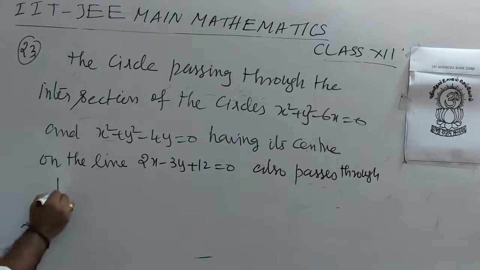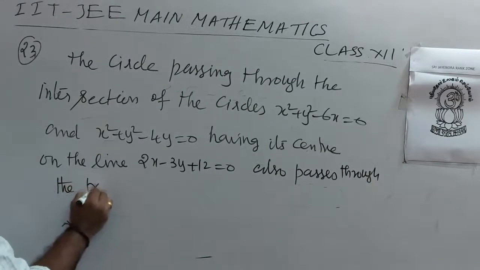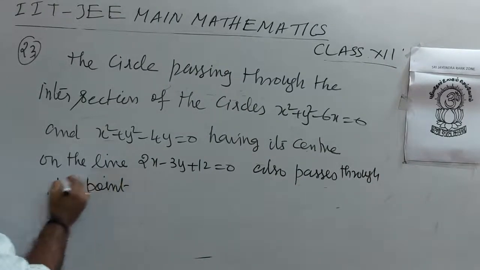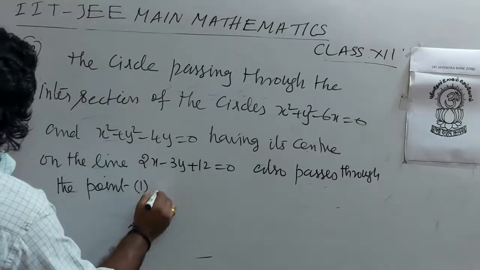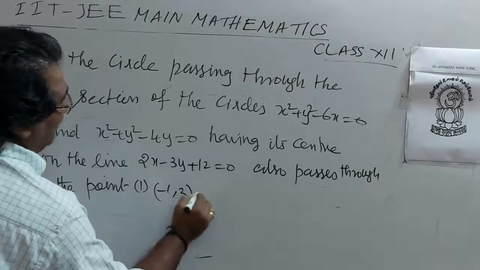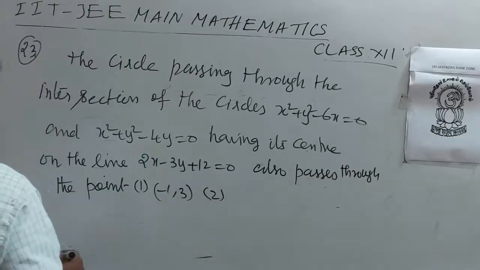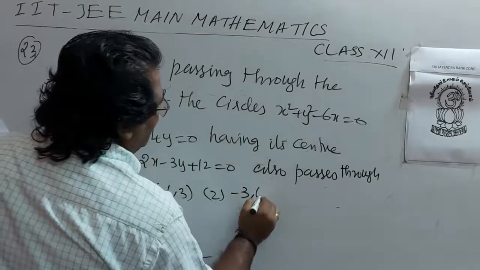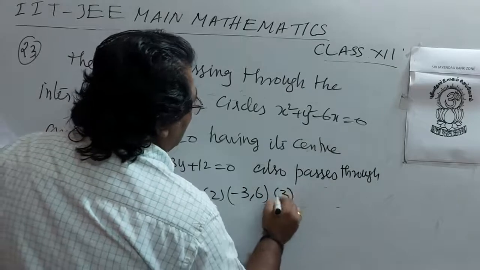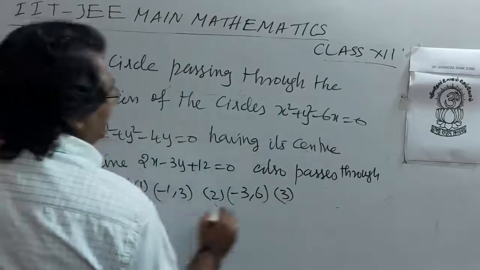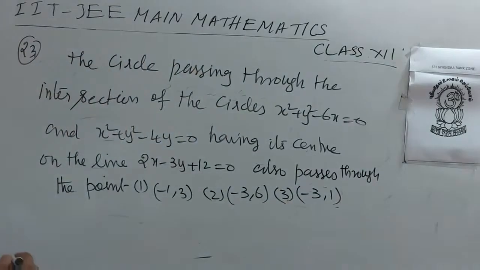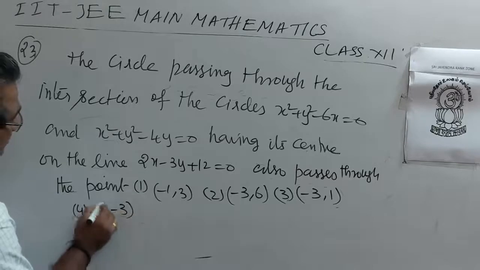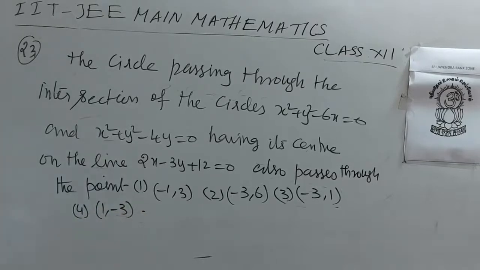Also passes through the point: first option minus 1 comma 3, second option minus 3 comma 6, third option minus 3 comma 1, fourth option 1 comma minus 3.